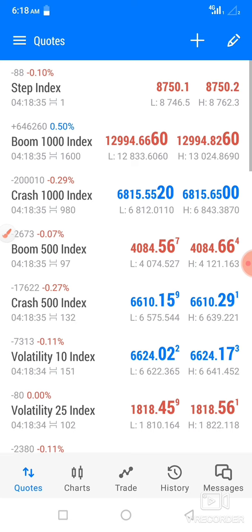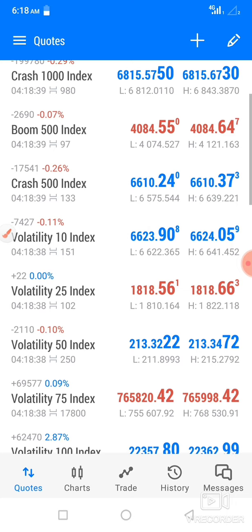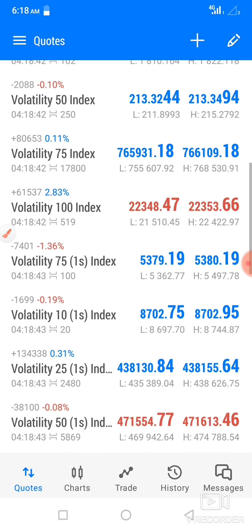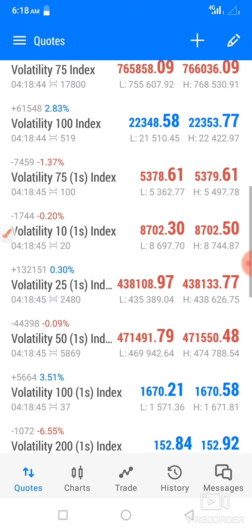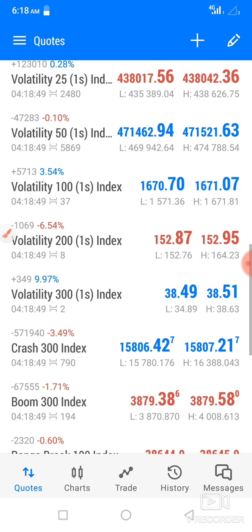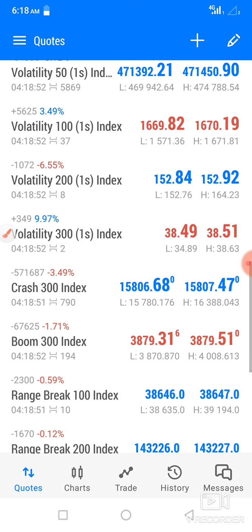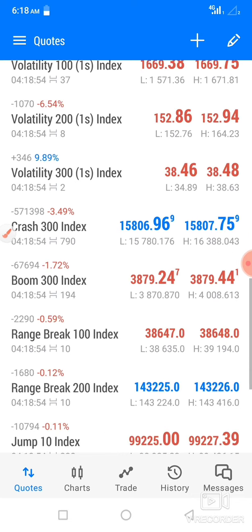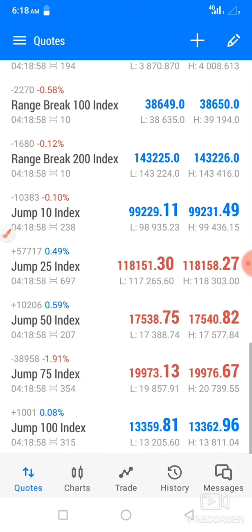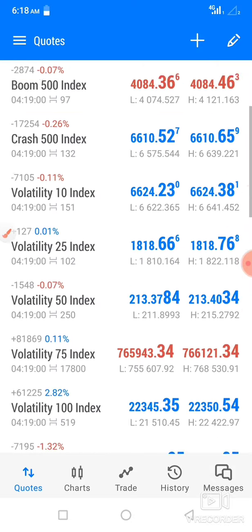We have the step index, the booms, the crashes, the volatilities, 10, 25, 50, 75, 100, 75 1S, 10, 25, 50 1S, 100 1S, volatility 200. These are the new ones. Volatility 200 1S, volatility 300 1S, crash, boom index, boom 300 index, range break, jump. We have a lot of them.